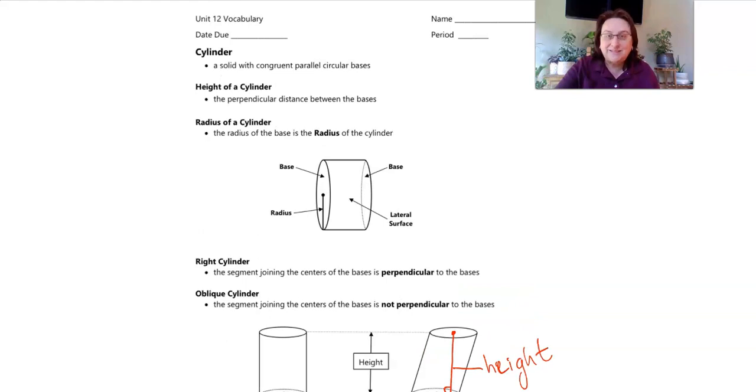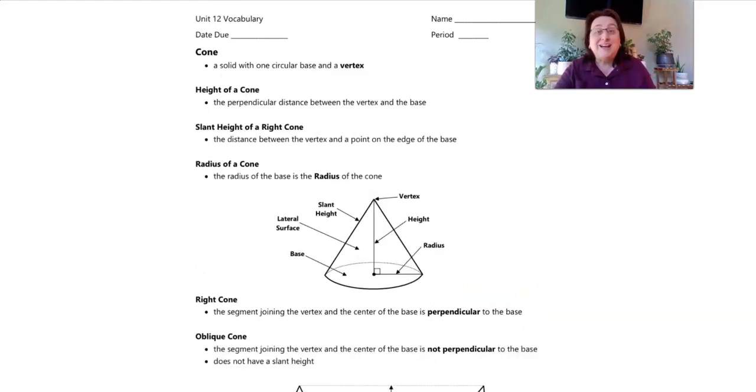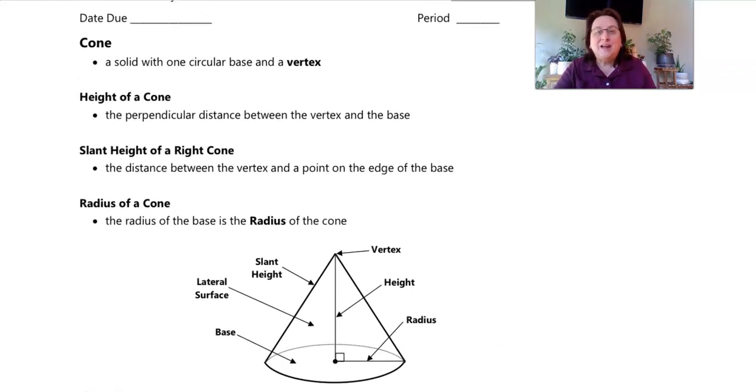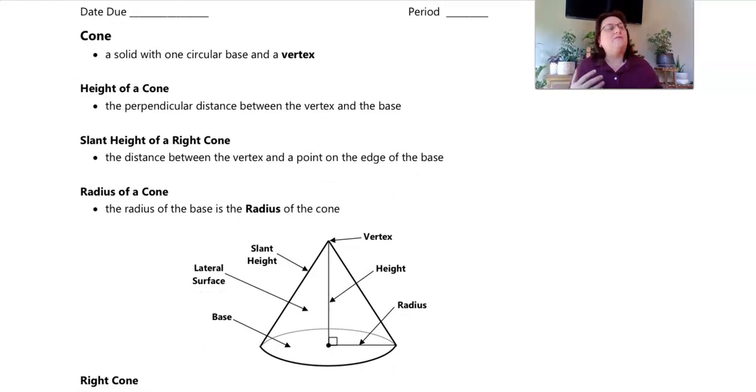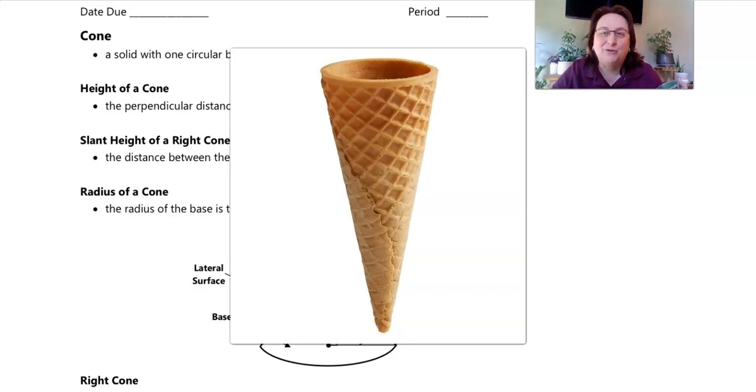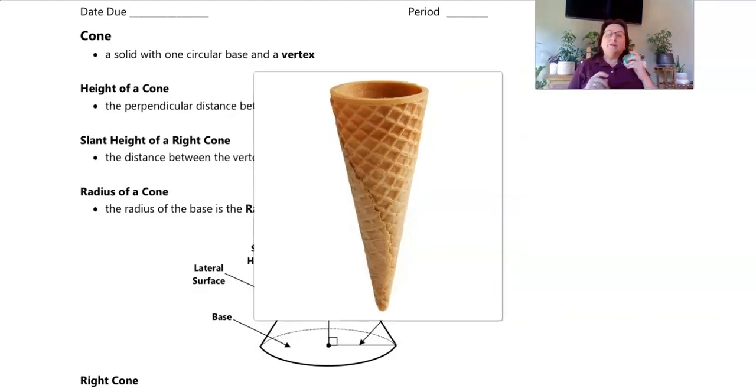But what's next? Well, what's next is a cone. Most of you, when you think of a cone, think of an ice cream cone, don't you? With a cone, there's something I want to point out. We have this cone right here, and I can turn it upside down, I can turn it sideways. It doesn't matter. It's still going to be a cone, right?